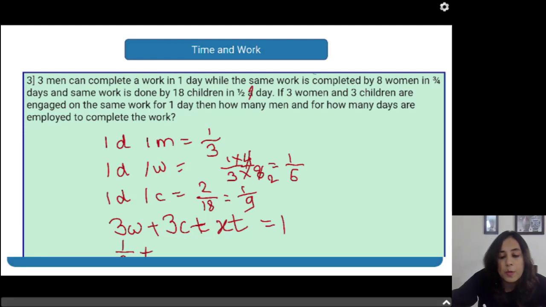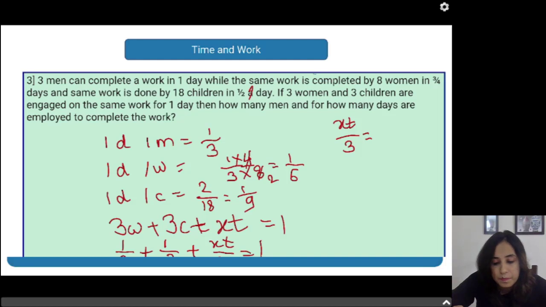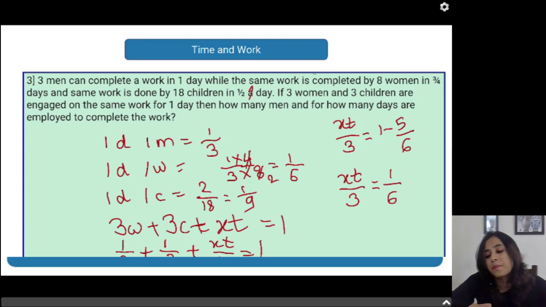Again, I am going to multiply my value of 1 day 1C by 3, so I get 1/3, plus there are X men and they are working for T days and one man is doing the job in 3 days. So the whole of this equals 1. So I have XT/3 equal to 1 − 5/6. So XT/3 equals 1/6, which means this equals 1/2. So XT is equal to 1/2.